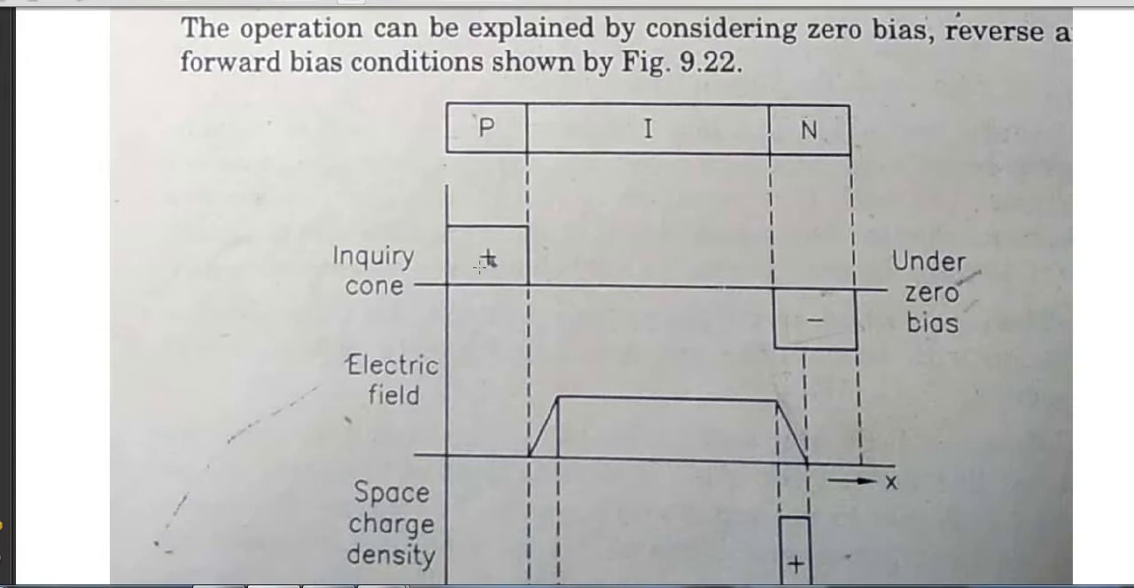Now the second condition is how this behaves under reverse bias. As reverse bias is applied, the space charge region in the P and N layers will become thicker. The reverse resistance will be very high and almost constant. And the third condition is the forward bias condition.